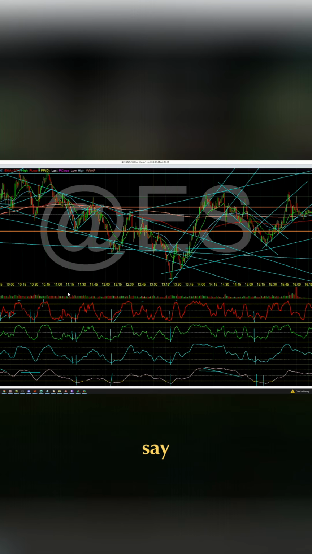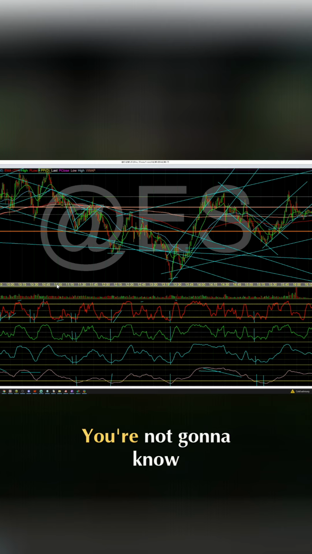I'm going to say, hey, 11:15 is a quad rotation. It's a good trade right here. It's also a 1-2 channel over here. So this is a perfect trade zone, and I'll mark it off. But what if you're not there? What if you're not in front of your computer or listening to the show? You're not going to know it's here.